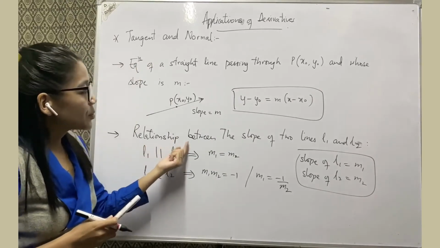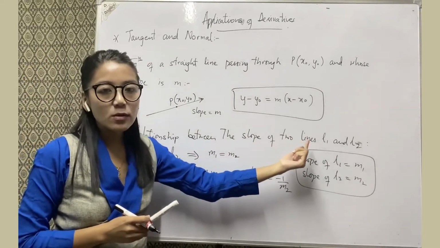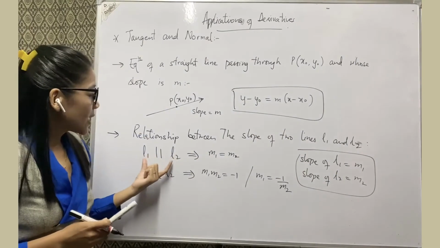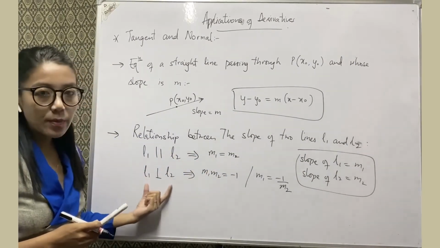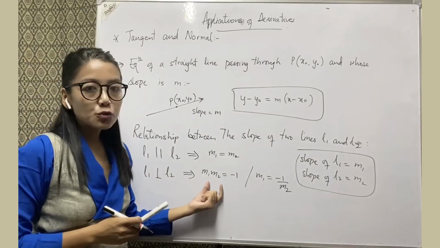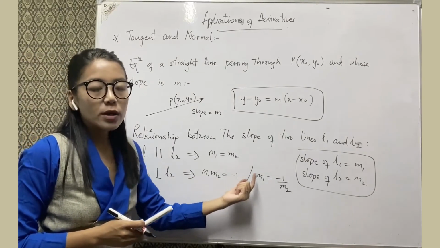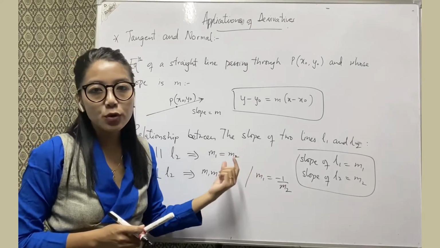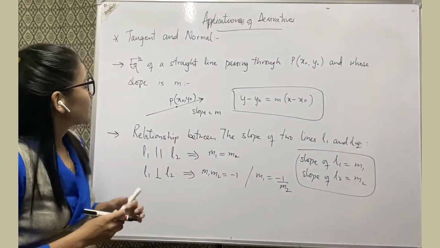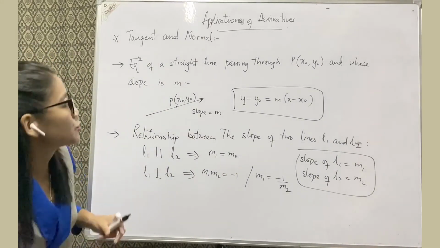And the relationship between the slopes of the two lines L1 and L2: when the two lines are parallel, then their slopes are equal, and when the two lines are perpendicular, then the product of the two slopes is -1, or you can say the two slopes are negative reciprocals of each other. Okay, so these are some of the things we need to recall.